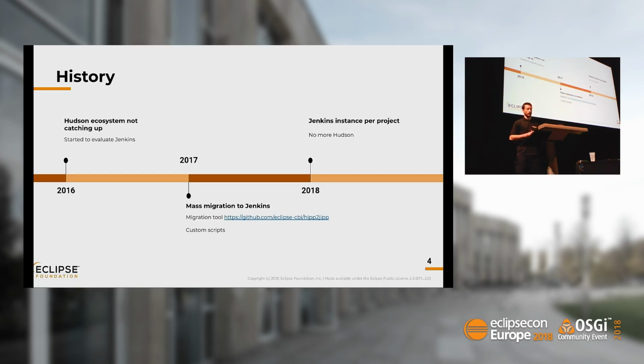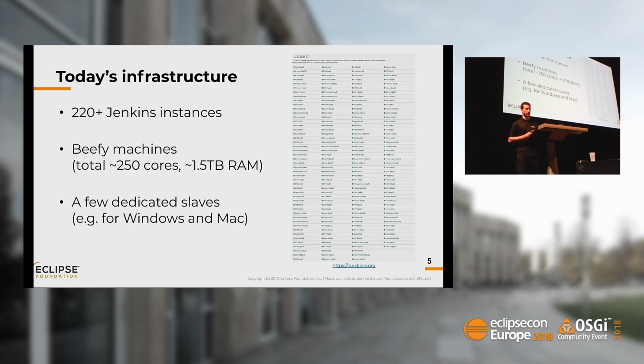This mass migration started in late 2017, and then was finished in early 2018, and we renamed the initiative from Hudson instance per project to Jenkins instance per project, or JIP. And as of right now, there are no more Hudson instances running. Since the Hudson project is basically dead, it will probably be archived soon. And that's where we kind of stand today.